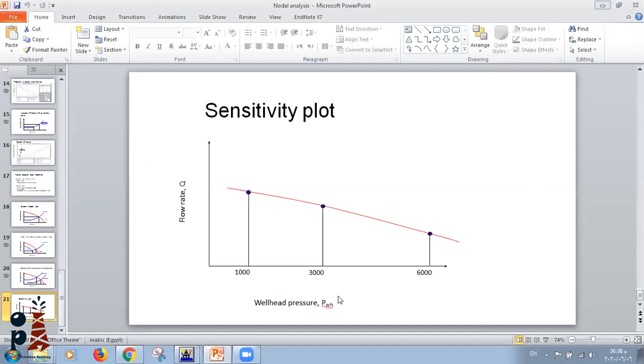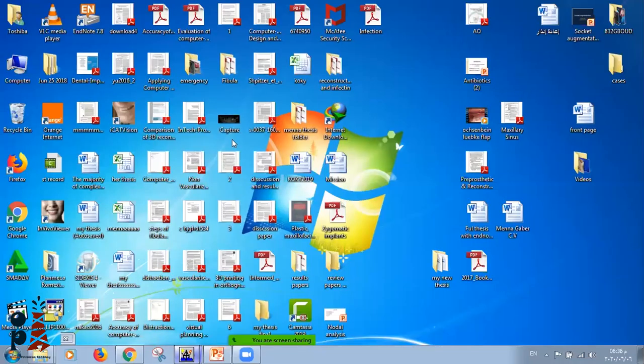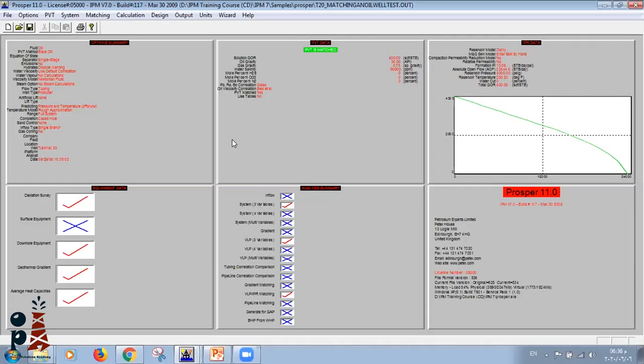So what is Prosper? To do this nodal analysis, normally you can use an Excel sheet and do it. There's no problem. You have the correlations, you have the equations, and you can use various equations, various correlations to do this drawing of the VLP and of the IPR. But in the petroleum industry, we have certain programs to make life easy.